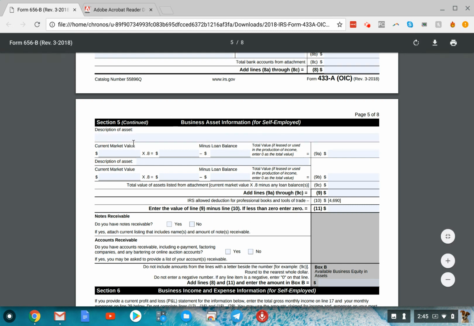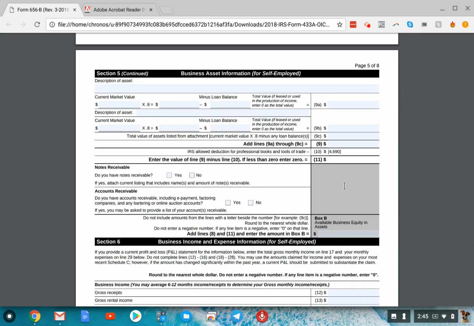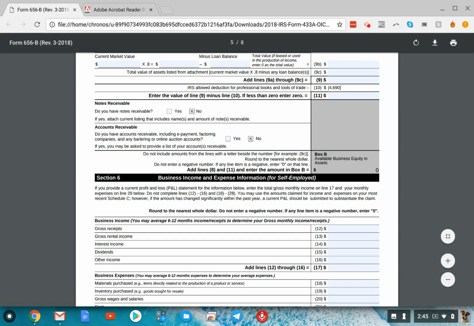It's going to be the same thing. You're going to do the same thing times a 0.8. The thing is here, you're going to get a $4,690 credit. So that $4,690 credit zeroes out a lot of stuff. And, realistically, a lot of time you can get around this, and we'll go over that towards the end as well. Notes receivable, most people are going to say no. Accounts receivable, most people are going to say no. And usually this is going to be a 0 for most people.